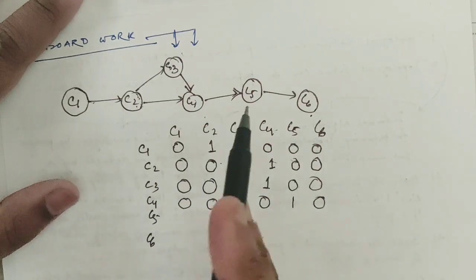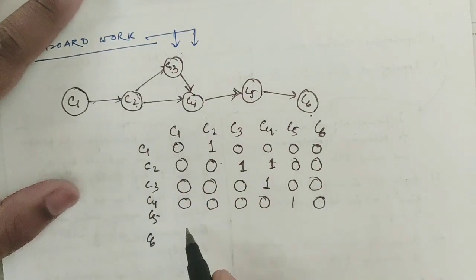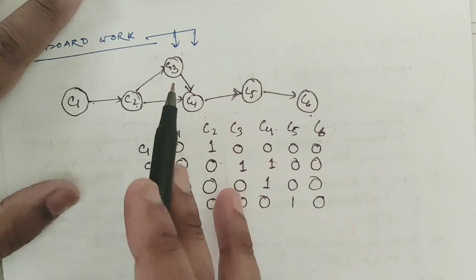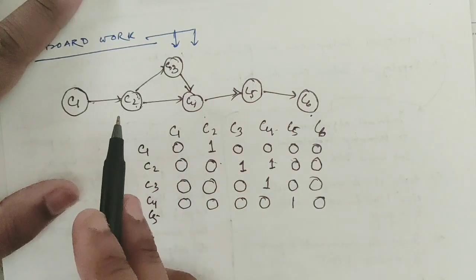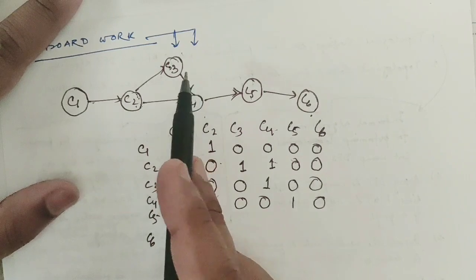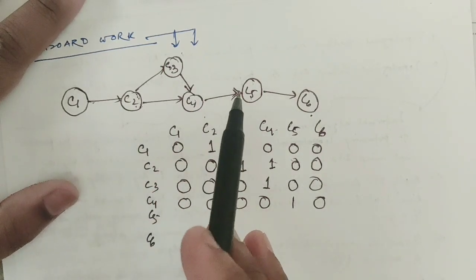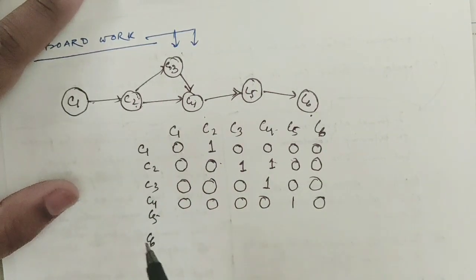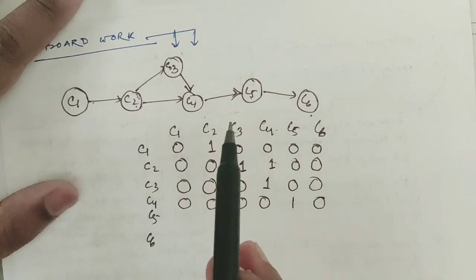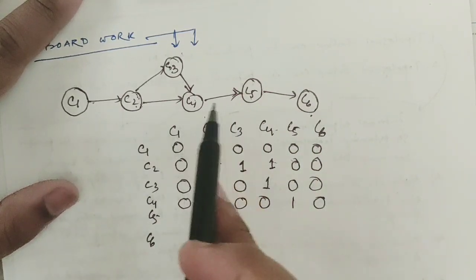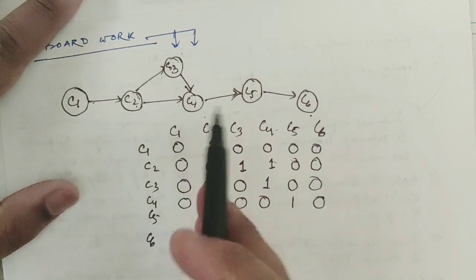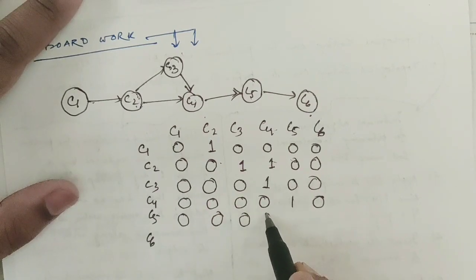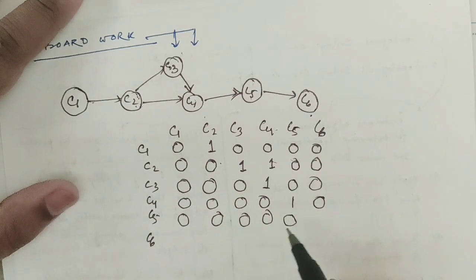Similarly for C5, all previous entries are 0, because C5 is dependent on only C4. C4 is dependent on C3 and C2, C2 is dependent on C1, and C3 is dependent on C2. So C5 is not at all adjacent with C1, C2, C3 and C4. C6 is dependent on C5, keep it in mind. So C5 to C1, C2, C3 and C4 all are 0. Even C5, C5 is also 0 because there is no self loop.